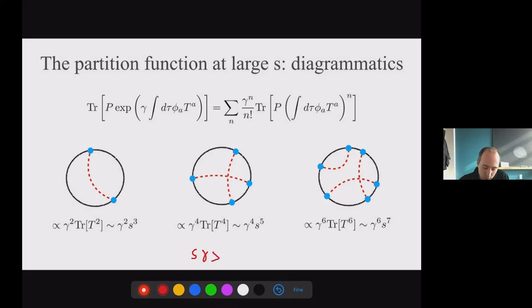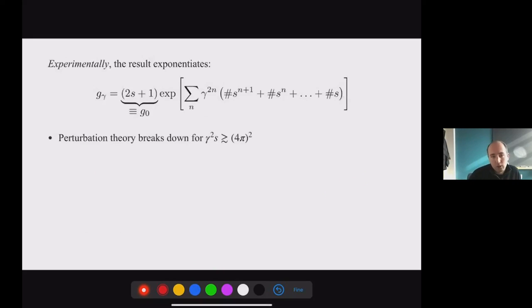You might be tempted to conjecture that when S gamma becomes of order 1, perturbation theory breaks down. But that would be slightly too quick. If you start honestly computing, you find, somewhat miraculously, that many terms exponentiate. And the result, eventually, up to a prefactor which is the free theory G function, just takes the form of the exponential of a sum over loop order n, gamma to the 2n, and a polynomial of order n plus 1 in S. So diagrammatically, this is very unclear.